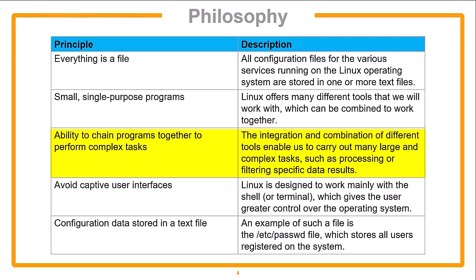Third, the ability to chain programs together to perform complex tasks. The integration and combination of different tools enable us to carry out many large and complex tasks, such as processing or filtering specific data results. Fourth, avoid captive user interfaces. Linux is designed to work mainly with the shell, or terminal, which gives the user greater control over the operating system. Finally, configuration data is stored in a text file. An example of such a file is the etc password file, which stores all users registered on the system.